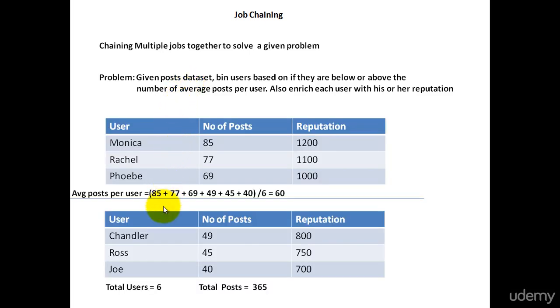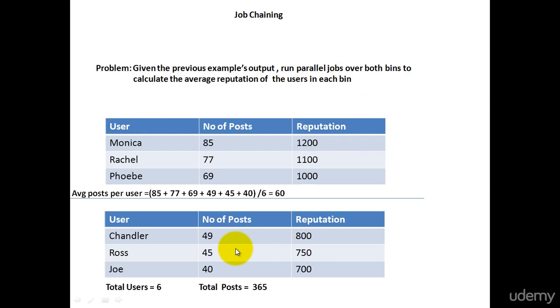Suppose we have 6 users and the total number of posts from these 6 users is 365. Then the average posts per user is around 60. So all the users whose posts are above 60 are grouped into one bin, and all the users whose posts are less than 60 are grouped into another bin. After binning, we have to enrich each user with his or her reputation. So the final output must look something like this.